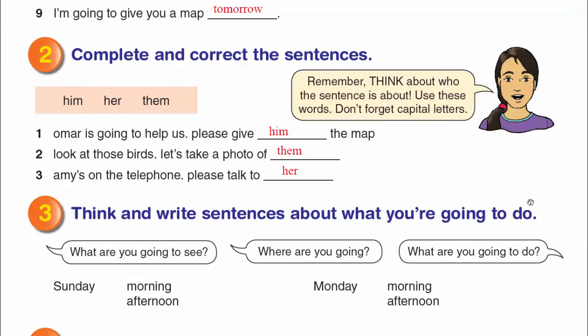Activity 2. Complete the correct sentences. حنكمل الجمل بالكلمات الصحيحة. 1. Omar is going to help us. Please give him the map. عمر سوف يساعدنا. من فضلك أعطه الخريطة. 2. Look at those birds. انظر إلى تلك الطيور. Let's take a photo of them. دعونا نأخذ صورة لهم. 3. Amy is on the telephone. Please talk to her. Amy على الهاتف. من فضلك تحدثي معها.